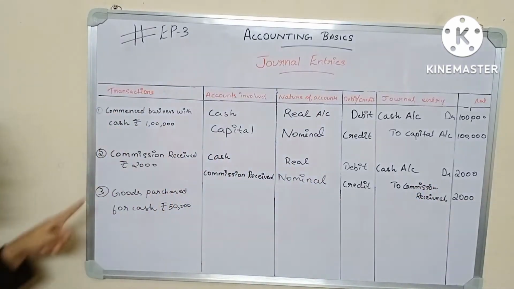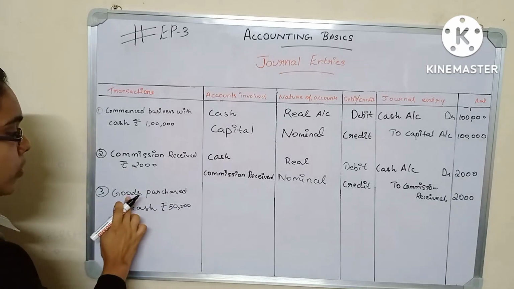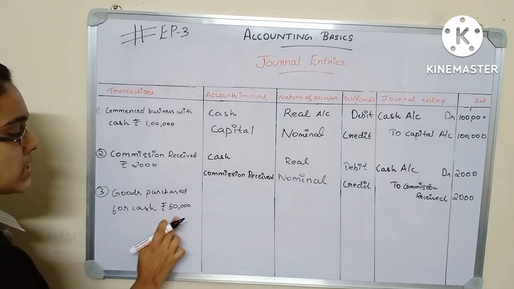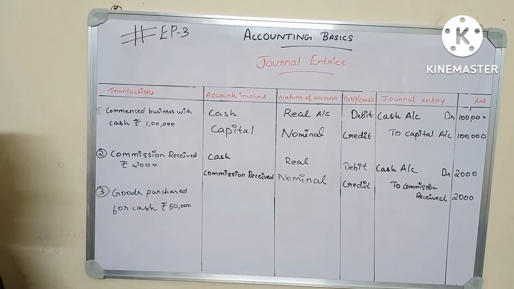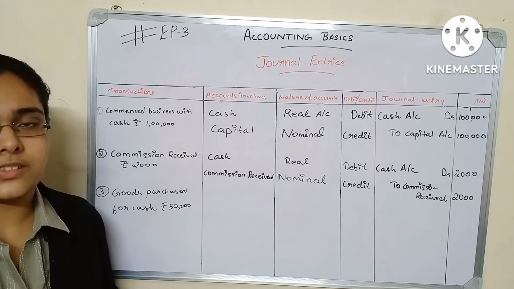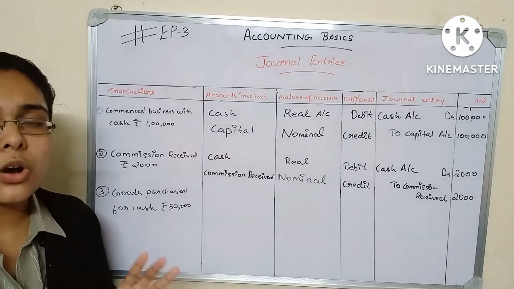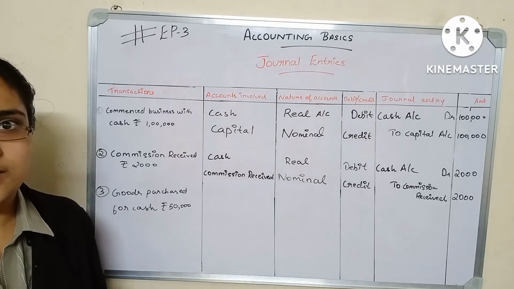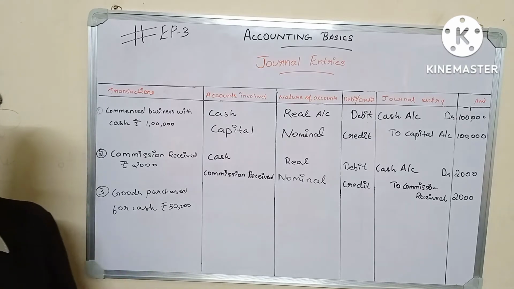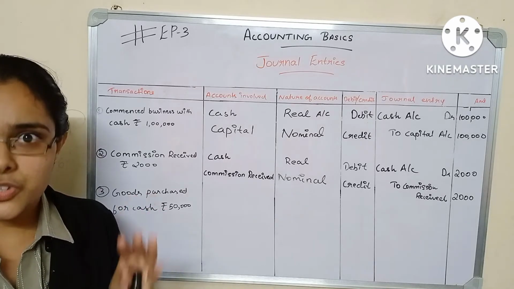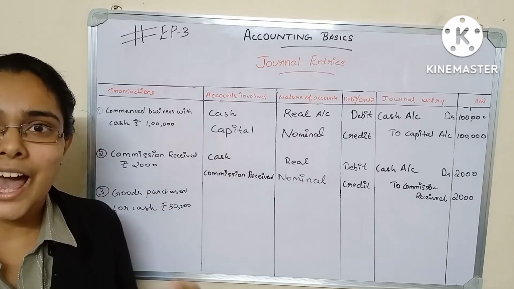Now this is the second transaction. Now let us consider the third transaction, that is goods purchased for cash, rupees 50,000. You have some goods and you are going to purchase them. When you're purchasing goods, miscellaneous items, you call it goods. So you will say it purchase. When you're purchasing or selling goods, you will say purchase for purchasing goods, and if you're selling goods, you will say sales. Simply sales and purchase.